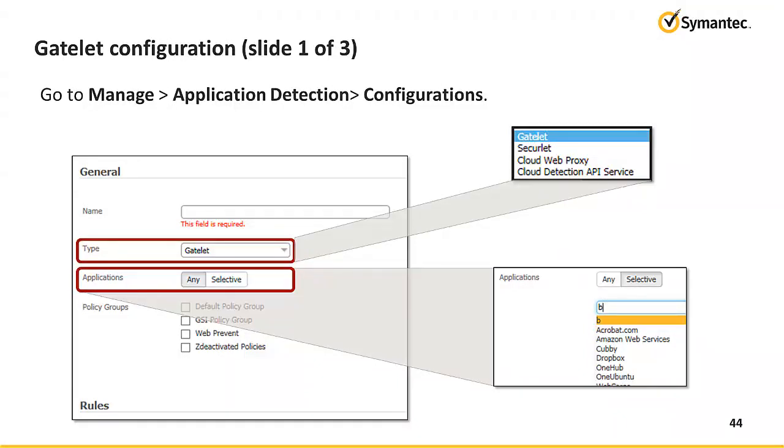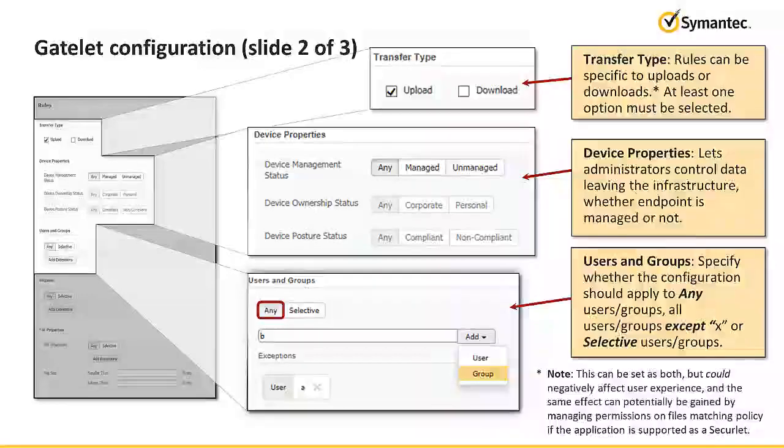After you apply the response rule to the policy, you will need to create an application detection configuration. To do so, from the Type drop-down, select Gatelet, and for Applications, specify whether to apply the policy to any or selective applications. Then apply the configuration to Policy Groups. Select the rules you want to apply to the configuration.